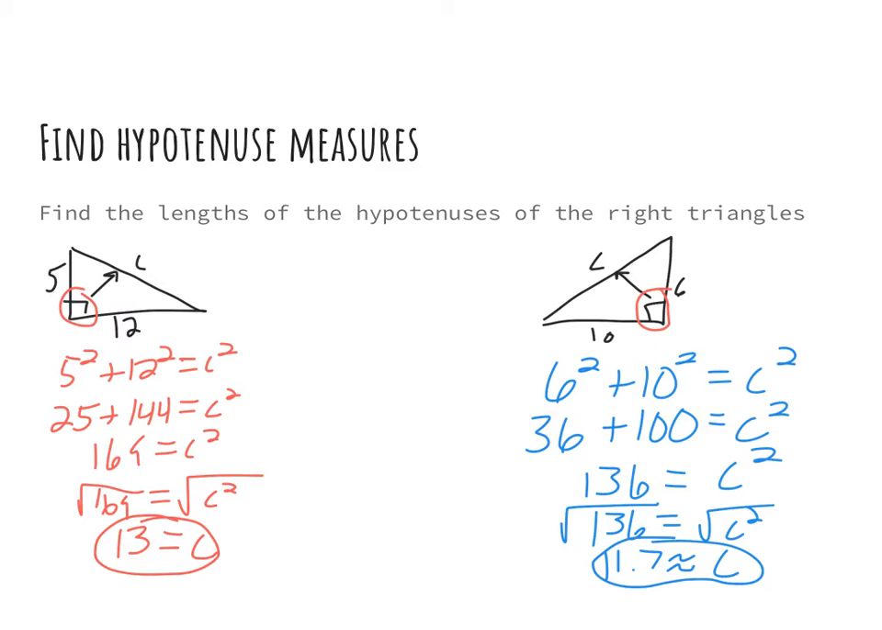As you can see here, we've got our two legs of 6 and 10, so I should have 6 squared plus 10 squared equals C squared. 6 squared is 36, 10 squared is 100. Add those together to get 136 is equal to C squared. Square root both sides, and C is about 11.7. We had to round because we didn't get a good answer like we did on the first one.